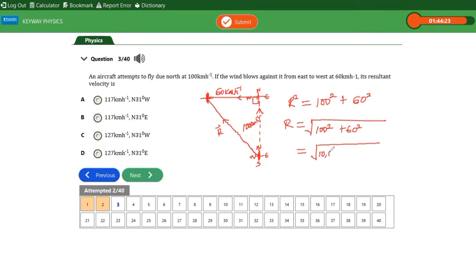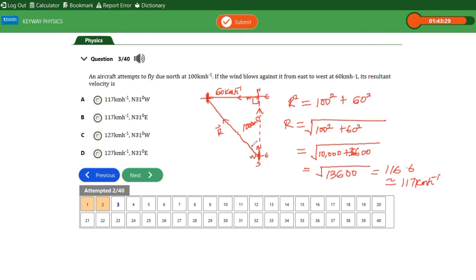This is equal to, that is 10,000 plus 3,600. Okay, so I have this to be equal to 13,600. So if I find the square root, that will give me 116.6. Approximately, I have 117 kilometer per hour. So that is the resultant velocity. So you can see from the option there's direction.